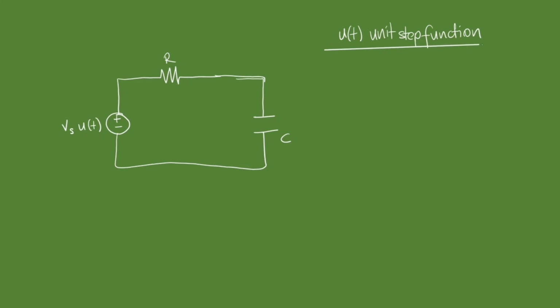The unit step function. What it does is actually very simple. It helps us no longer have to use switches to make a source appear at a certain time or disappear at a certain time. What do I mean? It's a tool, and it's going to have values at different times. So U of t at t less than 0 is going to be 0. But for t greater than or equal to 0, it's going to have a value of 1.